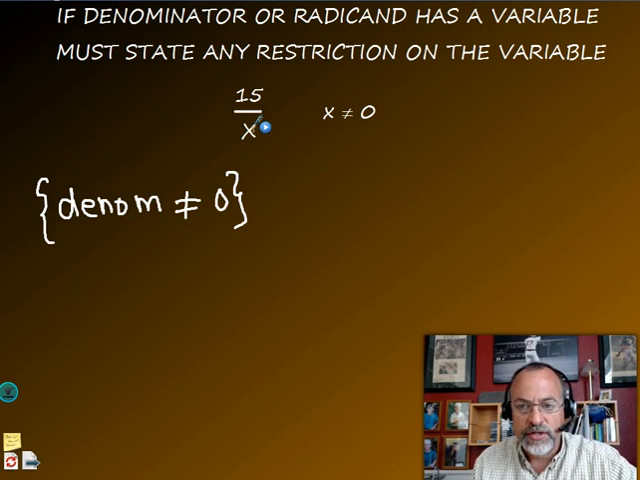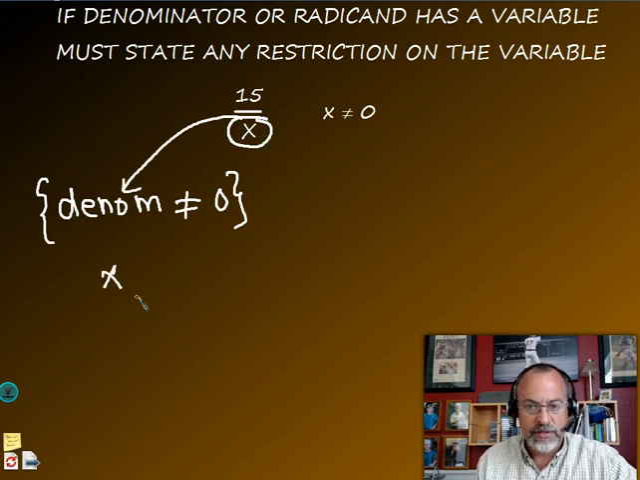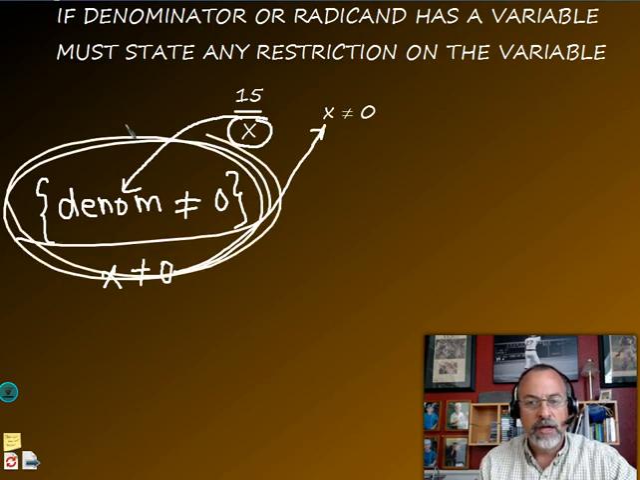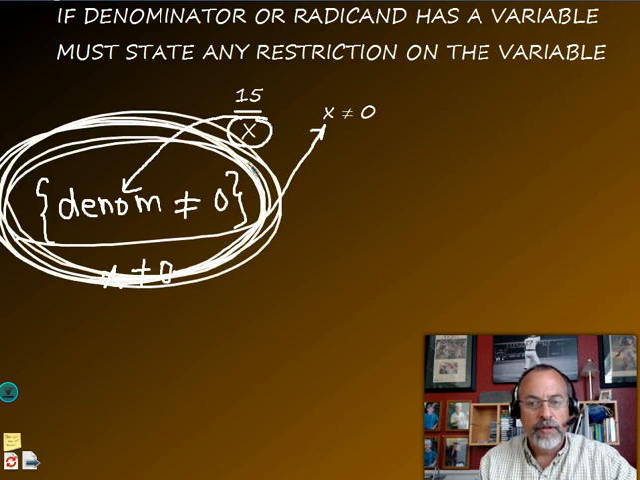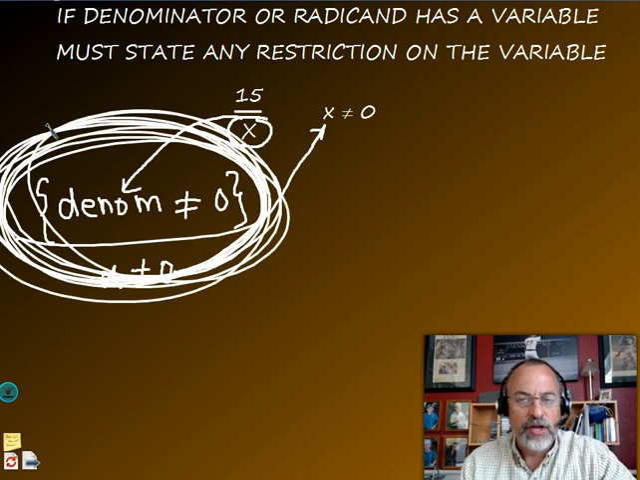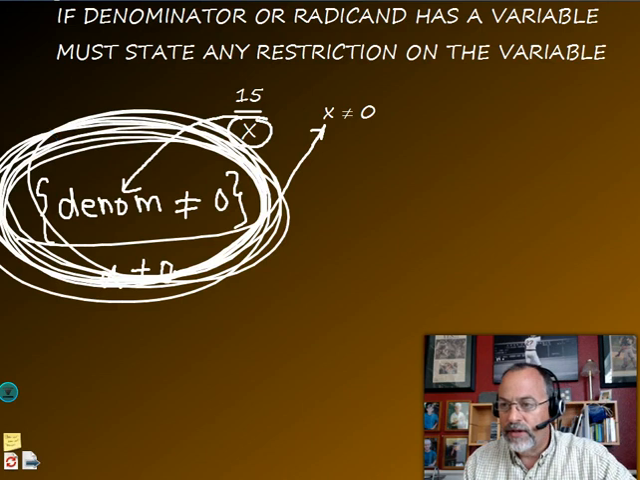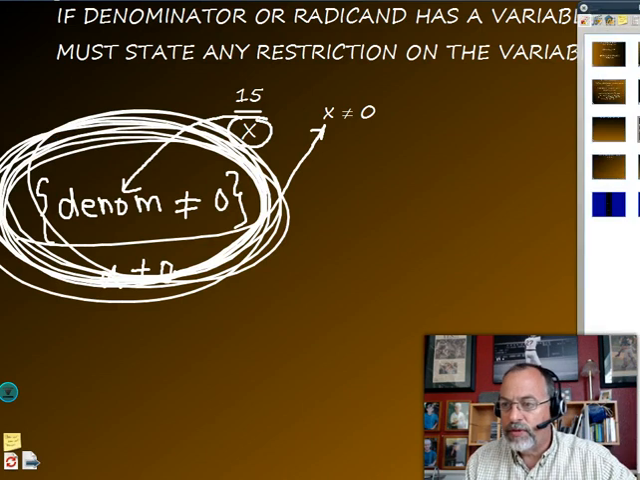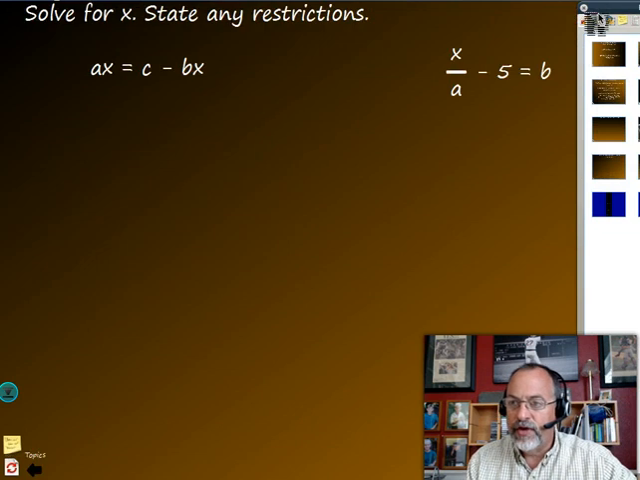So here's what you're going to do. You just take this denominator. What's the denominator? X. You put that denominator in here and say that denominator, which is X here, cannot be 0, and there you go, you have your restriction. So all you have to do is remember this phrase: the denominator cannot be 0. Then take that denominator and say it can't be zero. Alright, so let's do a problem or two and show you how this works.